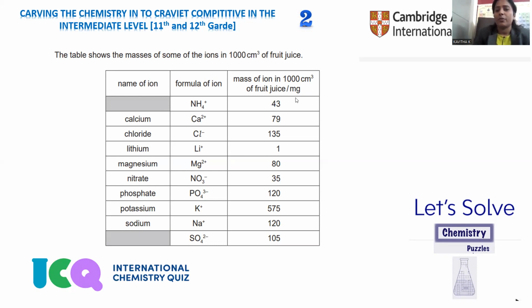All these ions are provided in milligrams, no? So milligram values are provided. First of all, we have to sort out which are the negative ions.